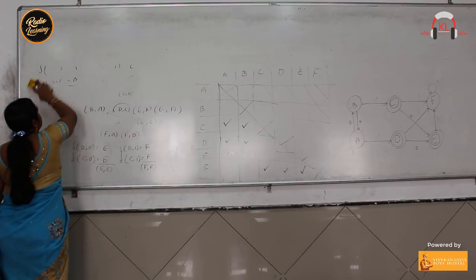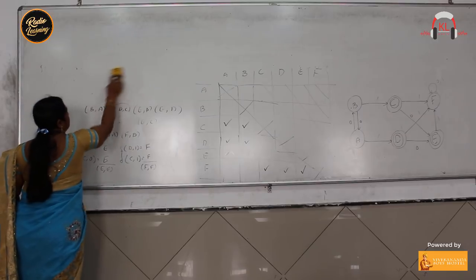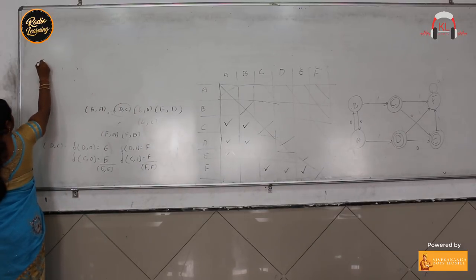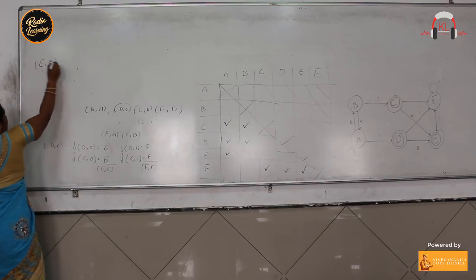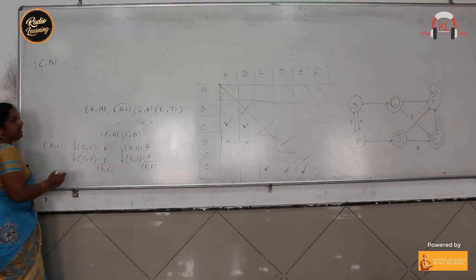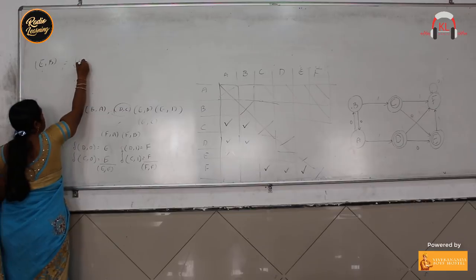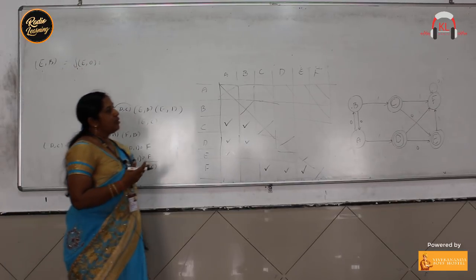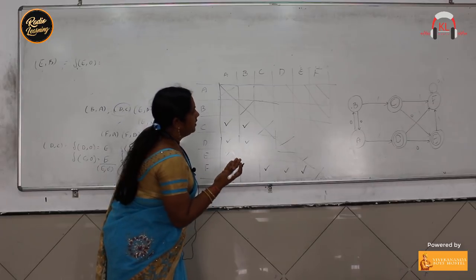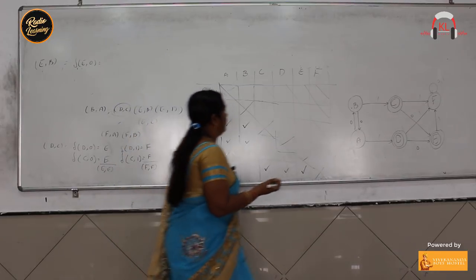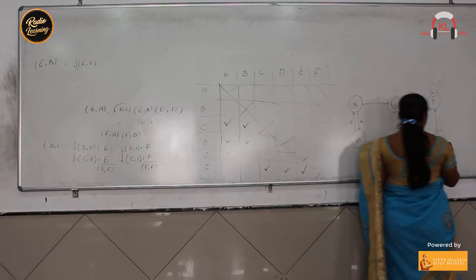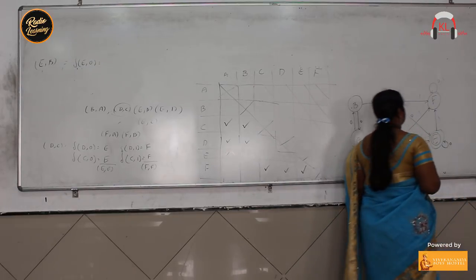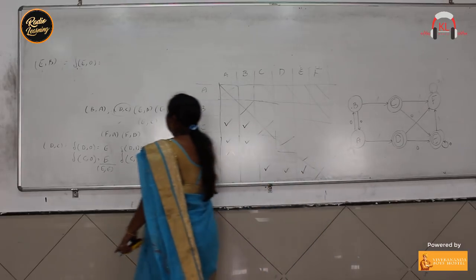Now I am going for the next pair which is not marked. What is the next pair I have here which is not marked? E comma B. So I am taking that pair E comma B and applying the same procedure. The input is delta E comma 0. E after reading 0, where is it going? I am not going anywhere else, that's why I am writing E comma 0 in the diagram. So it is going to E.